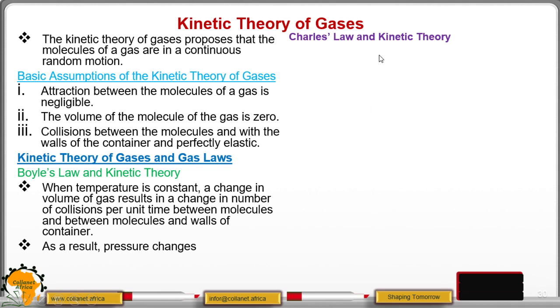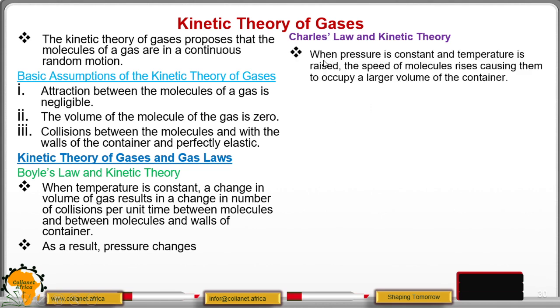Then from there we have Charles' law and the kinetic theory. Now in Charles' law, when the pressure is constant and the temperature is raised, the kinetic energy of the molecules increases, and therefore the molecules will increase their speed, causing them to occupy a larger volume. Because they have acquired a lot of energy, they will vibrate at a higher speed, and by so doing they will occupy a larger volume.